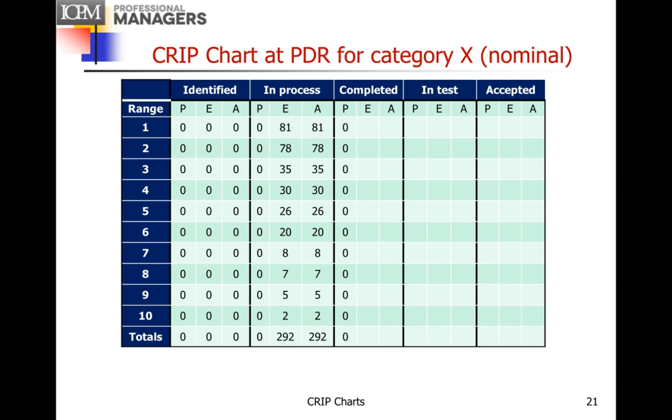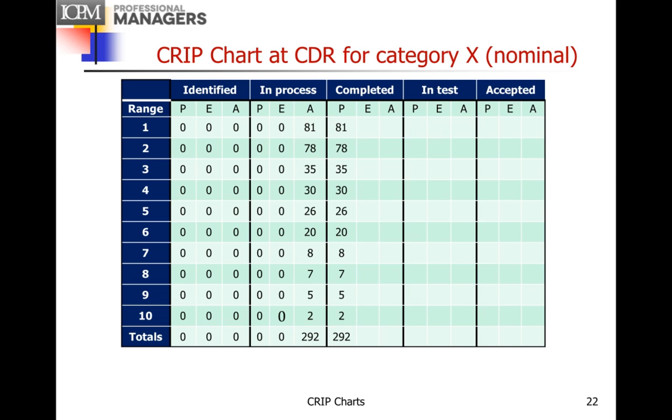We expected to put all those requirements into the design process. The design process began, and we're actually doing our design on all those requirements. No new requirements have shown up in the identified area, so there's no requirements creep going on. This is a good project, and since this is PDR, we're not planning to complete anything by the next milestone, and so the P in the complete column is still 0.